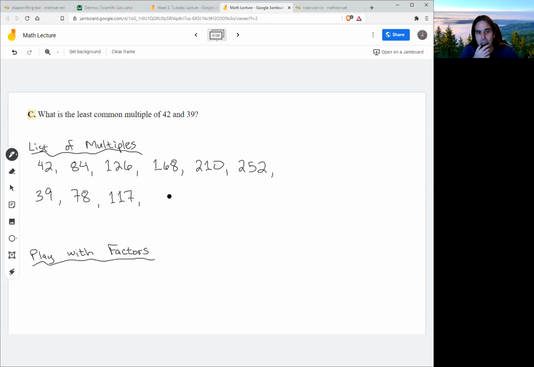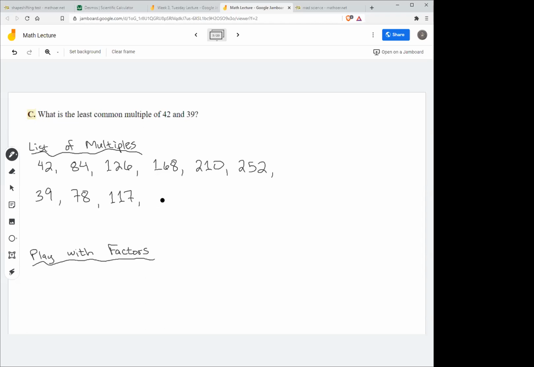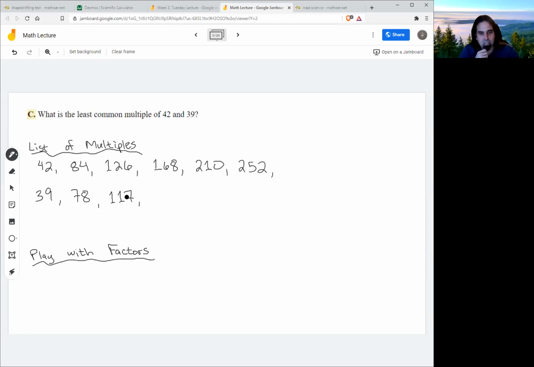These are going to take a long time. Our random number generator was not nice to us. I think I'm going to give up on the list of multiples method for now. I can go back to it later if I really want to, but I can see that these numbers are going to take a while to converge. How about playing with factors?